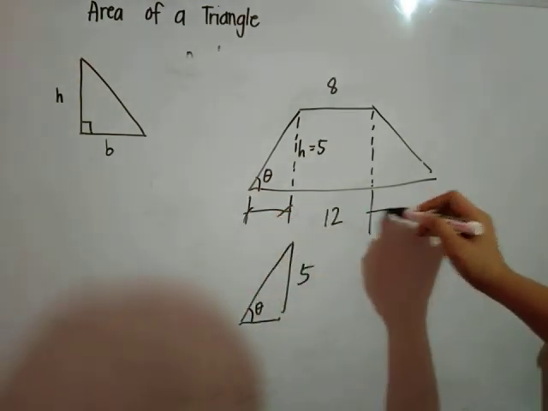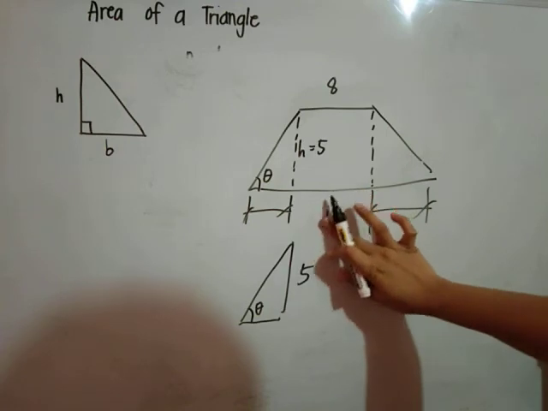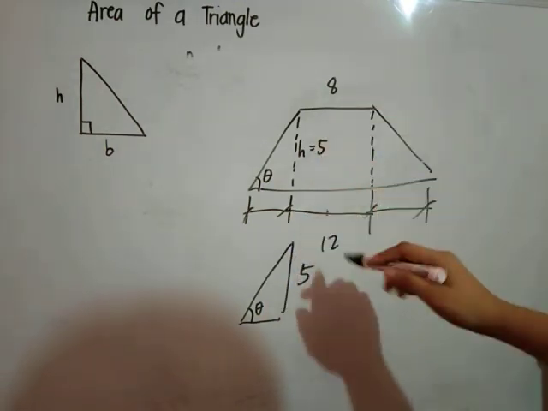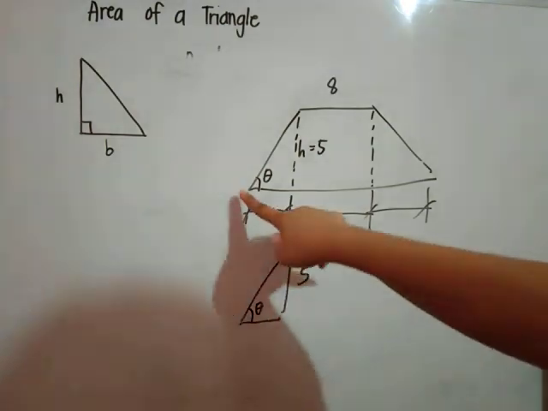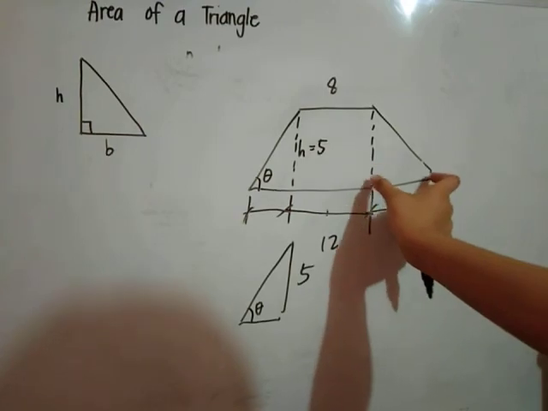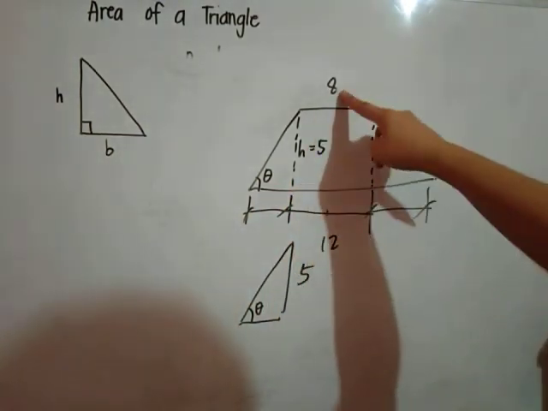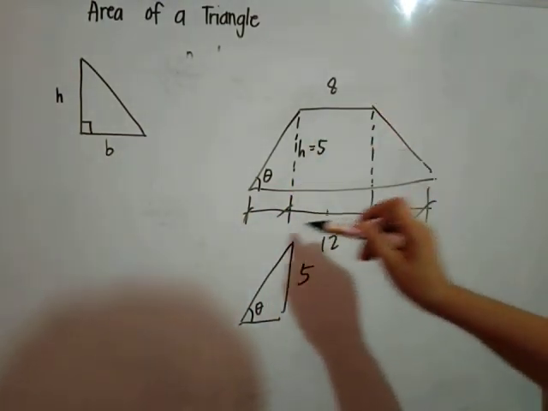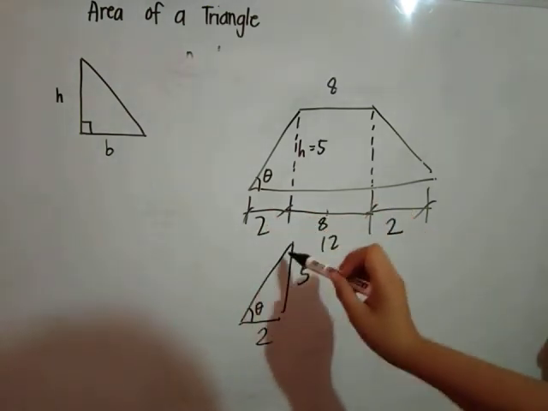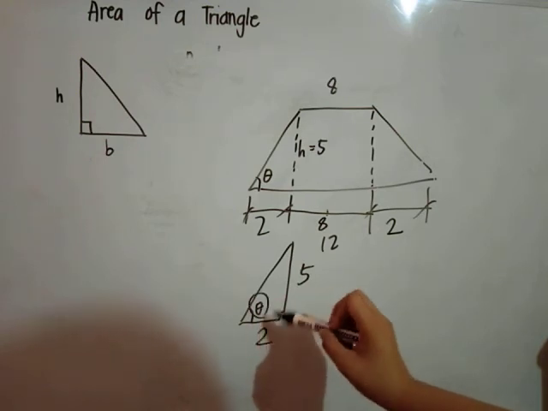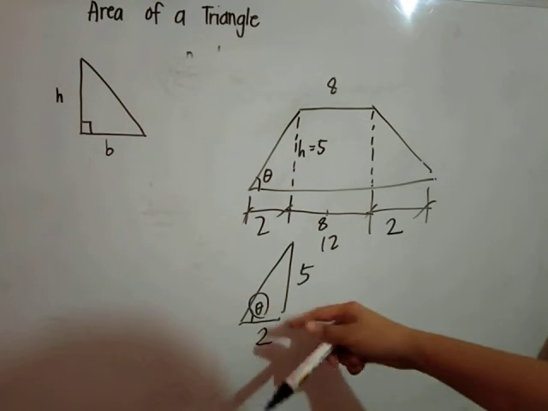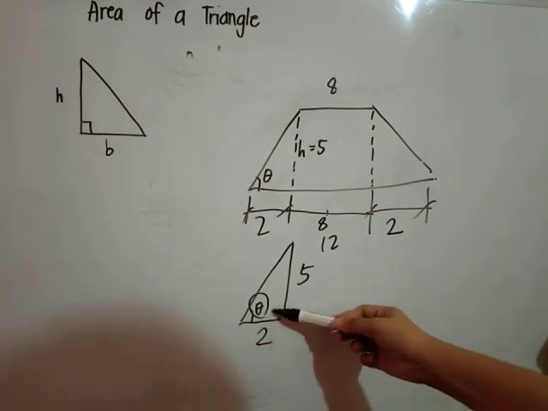Kung mapapansin nyo, manggagaling yun sa pag pinag-minus natin yung top and bottom base natin. So, 12 yung total nito. Kung meron kang 8 dito, syempre, kunwari, symmetrical to. So, we have 12 minus 8 divided by 2, therefore, tig 2 ito and then 8 dito. So, we have this triangle. Malalaman nyo na ulit yung angle dito. Ito yung reference angle natin.